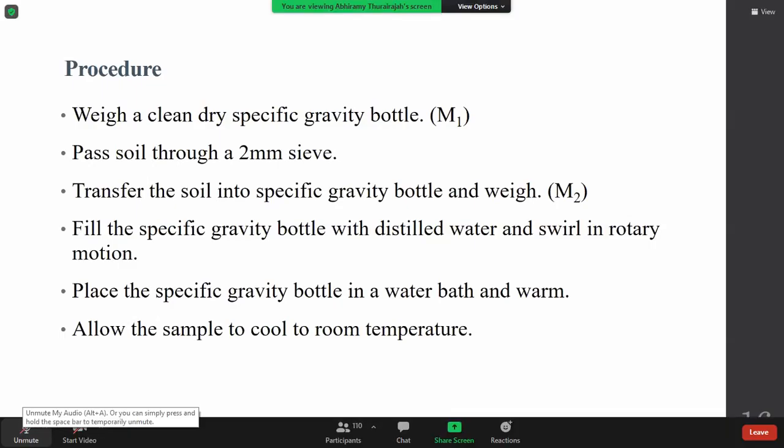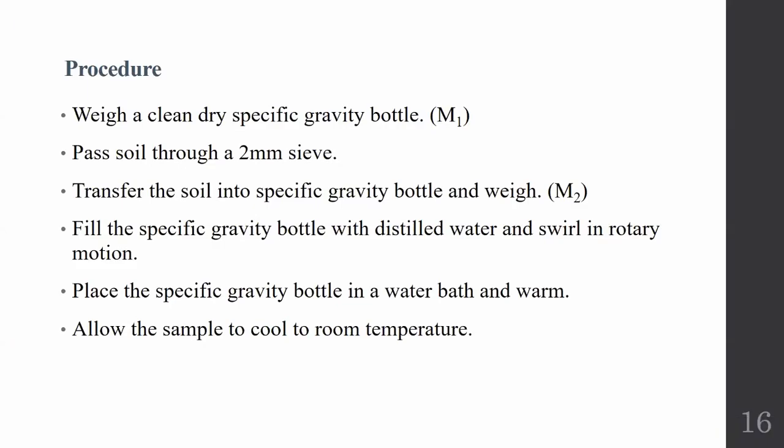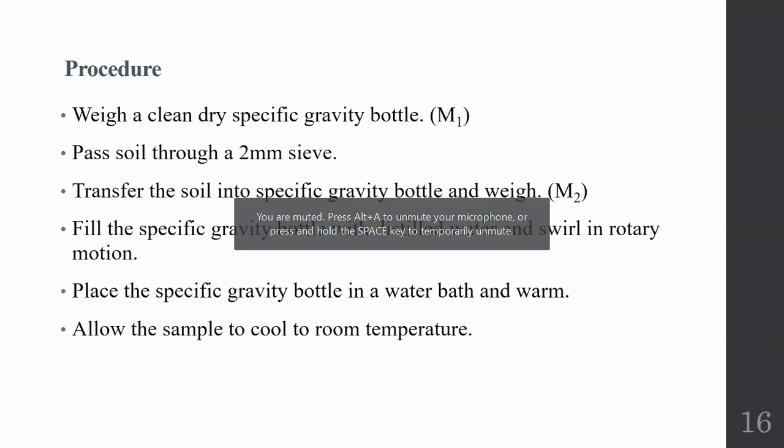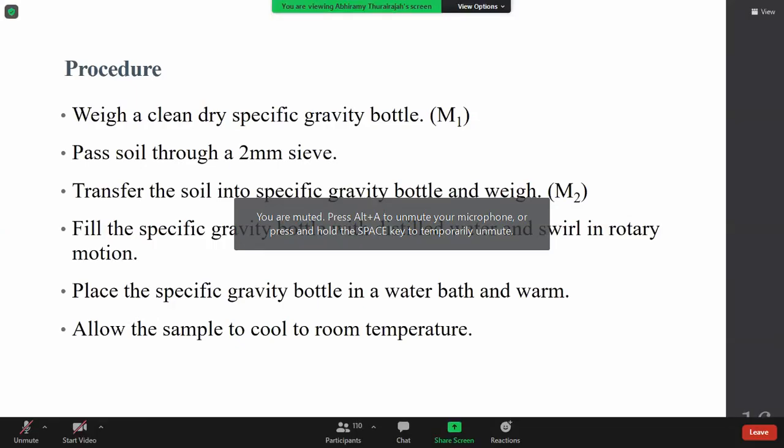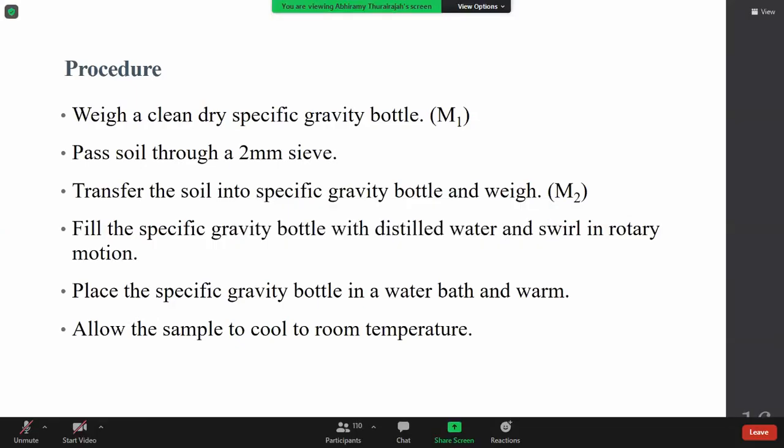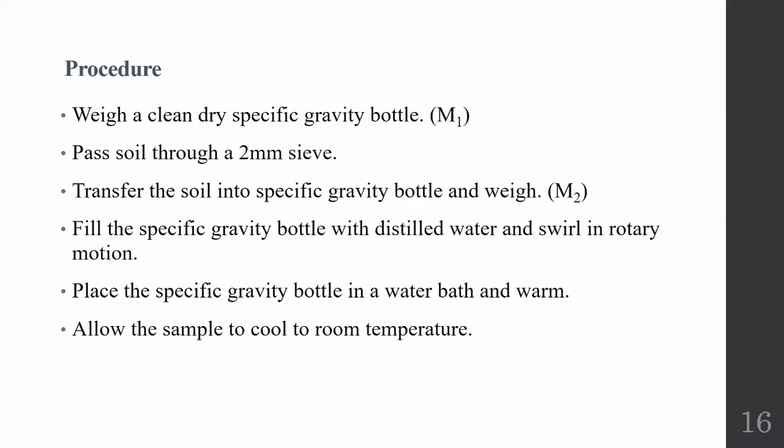Procedure: weigh a clean, dry specific gravity bottle, M1. Pass soil through a 2 millimeter sieve, transfer the soil into the specific gravity bottle and weigh, M2. Fill the specific gravity bottle with distilled water and swirl in rotary motion. Place the specific gravity bottle in a water bath and warm. Allow the sample to cool to room temperature.